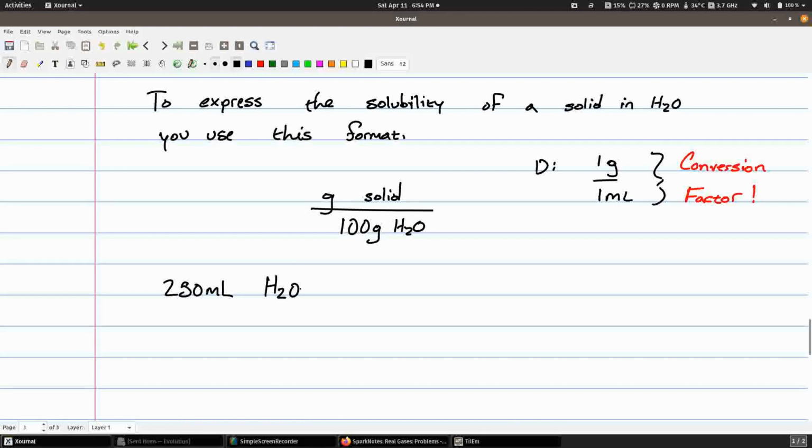Well, that's easy. Just use the density. So you have volume times mass over volume. And now you have 250 grams H2O. You've already kind of been doing that, but just to remind you.